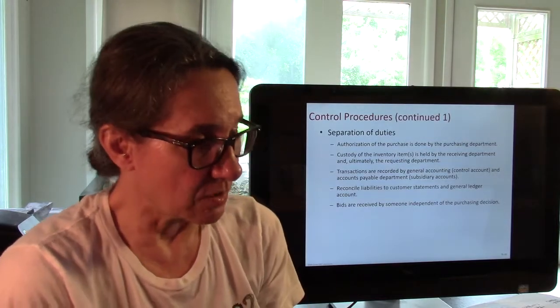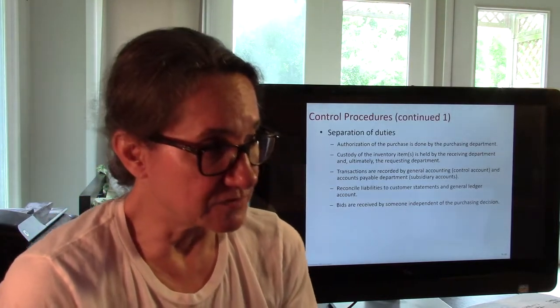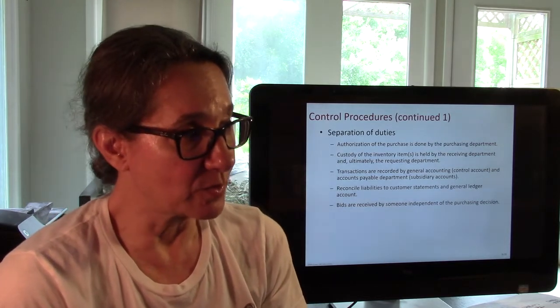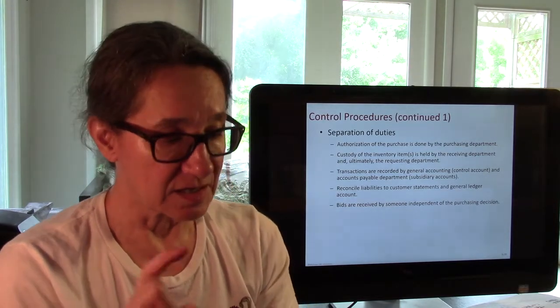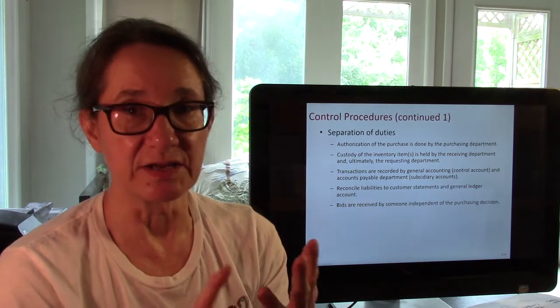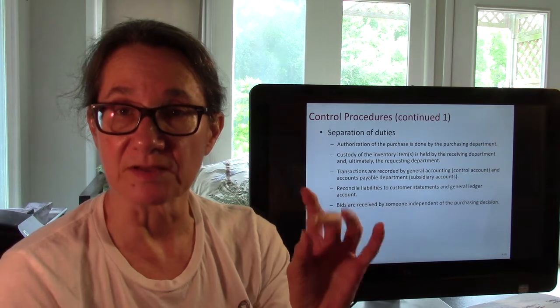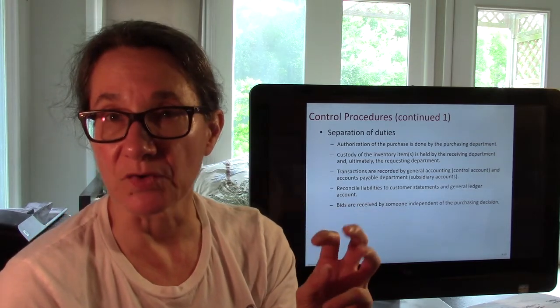All right, so let's talk about segregation of duties in this cycle. Well, we've already talked about how important it is to have the custody, the authorization, and the recording, CAR, C-A-R: custody, authorizing, and recording. Recording means the accounting, right?